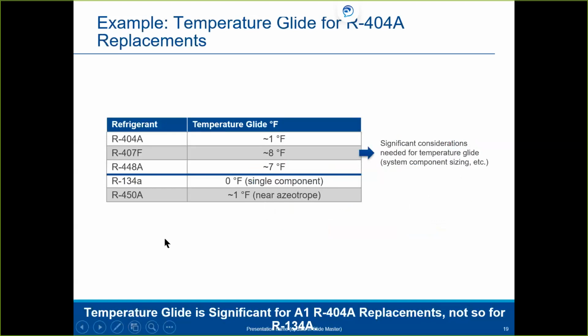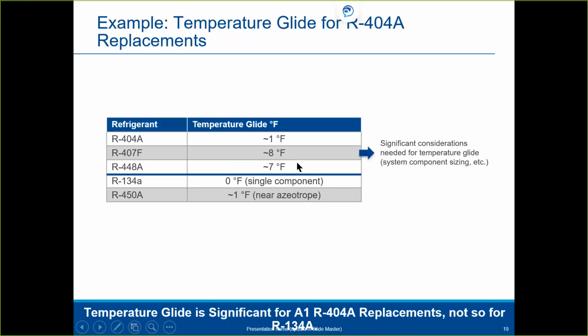So here's an example of some temperature glide for 404A replacements. 404A, this little squiggly mark means nominal or close to, by the way. 404A is 1 degree, so that's pretty close in glide, right? But then you look at 407, we have 8 degrees of glide. So it starts out with that glide just like we looked at, okay? And there are significant considerations needed for temperature glide, system, component sizing, et cetera.